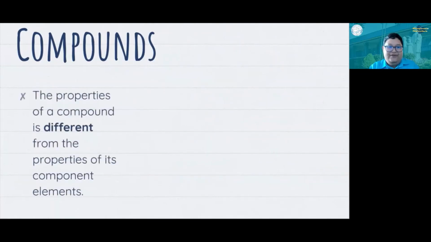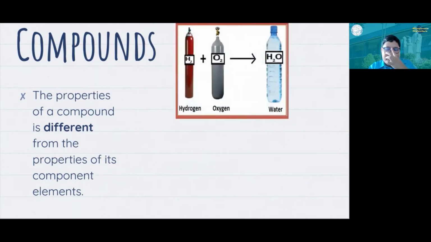Another thing about the compounds is this. The properties of a compound is different from the properties of its component elements. No? So, take note, the properties of a whole compound are different from the properties of its component elements. One example is this. For us to create water, which is H2O, we need to combine chemically two different gases. We have the hydrogen and oxygen gases.